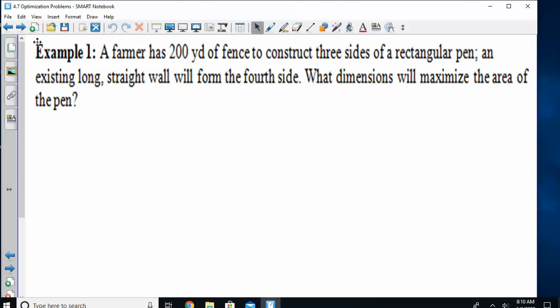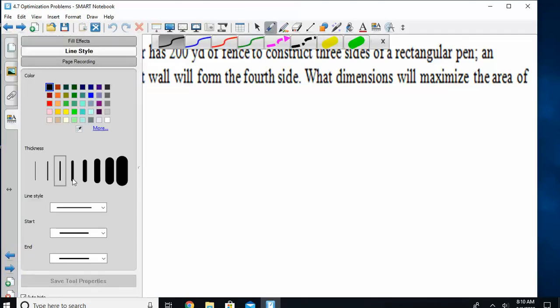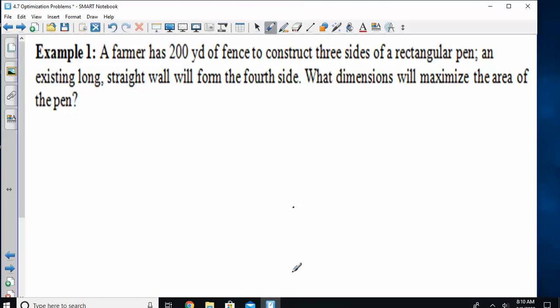All right, so let's take a look at this example. I tried to leave you some blank slides on this one so you'd have plenty of room to write. A farmer has 200 yards of fence to construct 3 sides of a rectangular pen. An existing long straight wall will form the 4th side. What dimension will maximize the area of the pen?